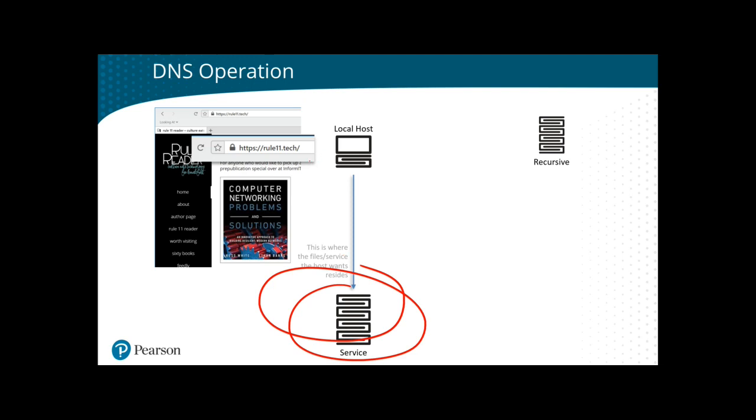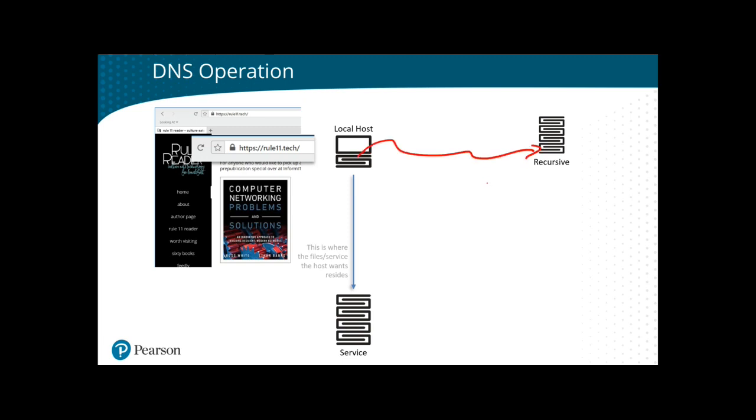So what's going to happen is, given there are no preloaded caches, everything has just been turned on, the operating system on the local host is going to go to the recursive server, and you'll find out why it's called a recursive server in just a minute. And it's going to ask the recursive server, hey, how do I get to rule11.tech? What do I do here?